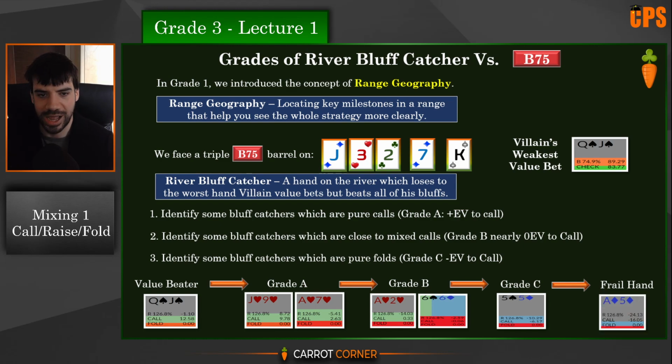In a frail hand like ace-5 of diamonds, it doesn't even beat a bluff like ace-5, therefore it's just going to be folding. You can see how the EV swings to being very negative indeed if we call this hand, and that's because we actually chop or lose to some bluffs as well as every value combo. You never fold a value beater and you never call a frail hand, and when it comes to your bluff catchers, you try and decipher which grade you have. This is based on unblocking your opponent's bluffs and blocking their value combos.